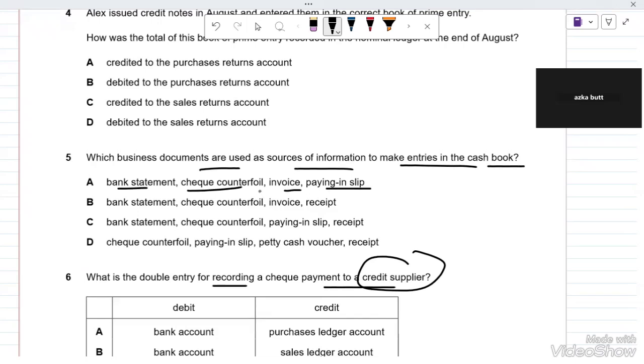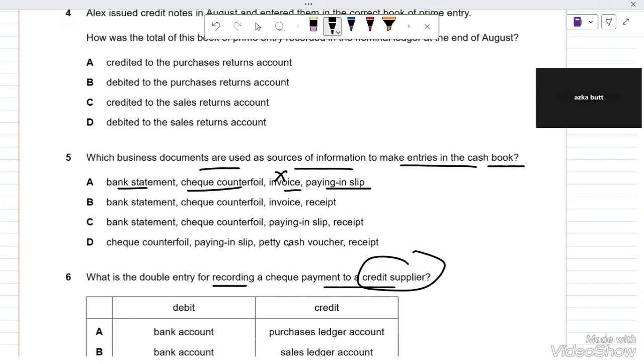So basically, bank statement, check counterfoil, paying in slip, and receipt. Receipt will be used in the cash book entries, not the invoices, because we give the invoice to our customer when we sell something to them. So invoice will not be used as a document.